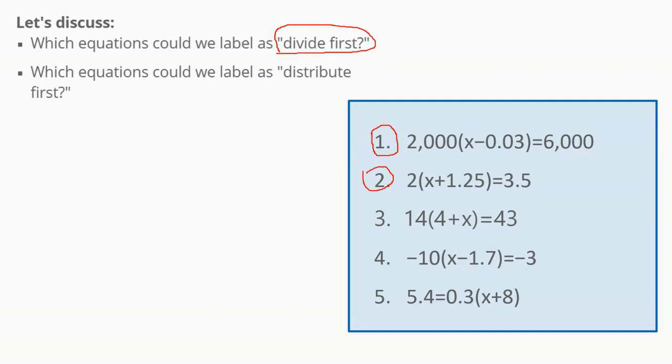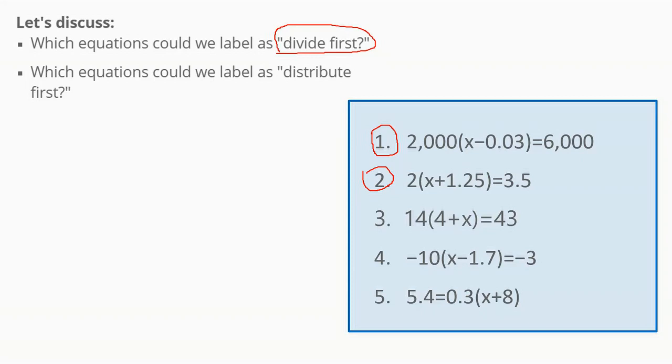Okay? But what about number 4? What happens if we end up dividing negative 3 by negative 10? What is that going to do? Yeah, it's going to give us a fraction. So my people that don't like fractions, you probably want to stay away from doing that one, right? That's right. Because it might just make it a little more challenging for you.